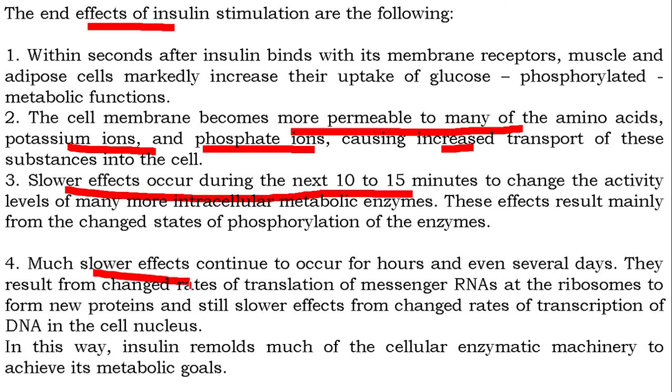And slowly the rate is decreasing. The rate of activity is decreasing. But it is resulting in translation of RNA. First of all, transcription of genes, and then translation of RNAs, and then production of proteins, etc. So insulin has a much broader range of activity.